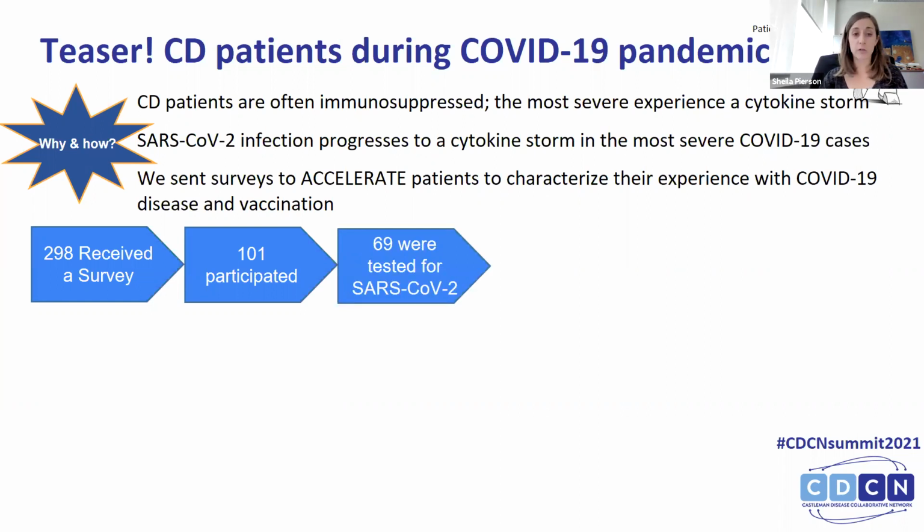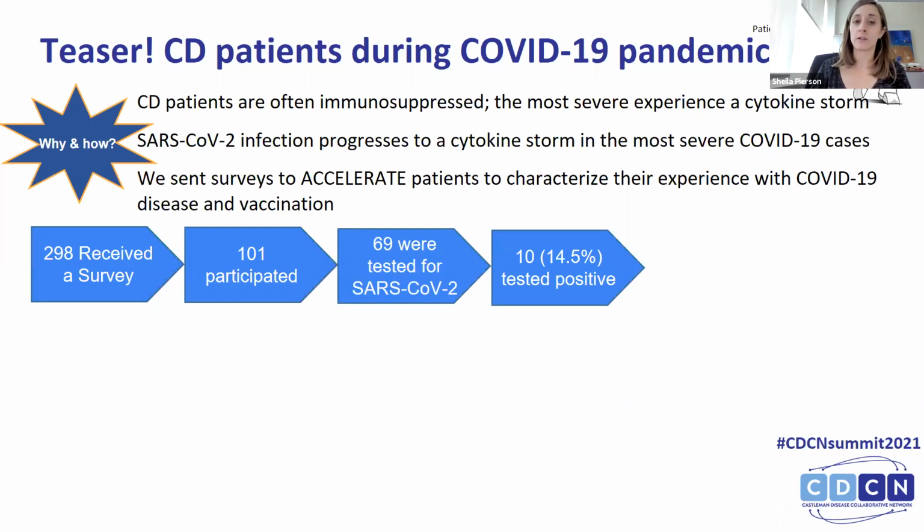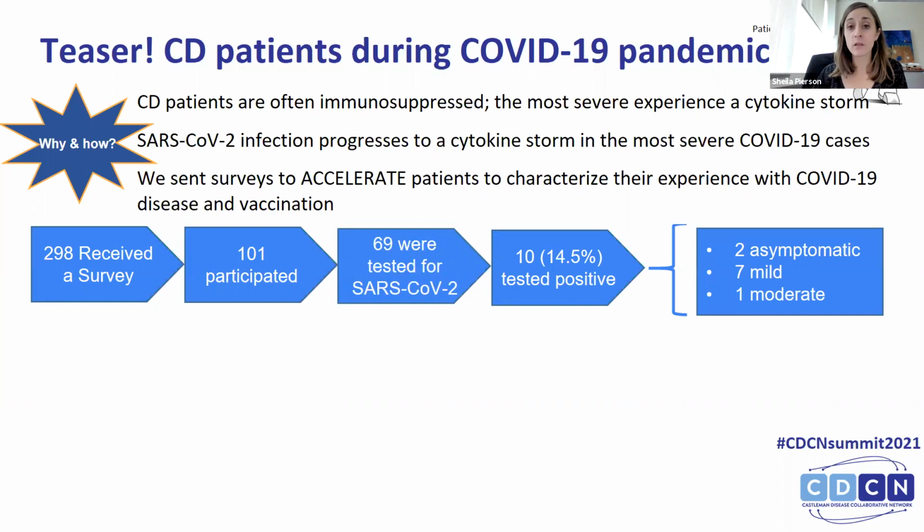101 patients participated in the survey. Of those, there were 69 people who reported having been tested for COVID-19. And of the 69, 10 of them had tested positive. That's 14.5%, and just for some context, the positive rate in the US is about 10%. Of those, 2 people reported asymptomatic COVID, 7 reported having a mild case, and 1 reported a moderate case.